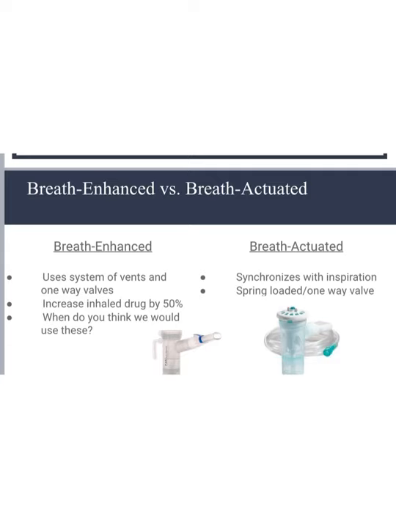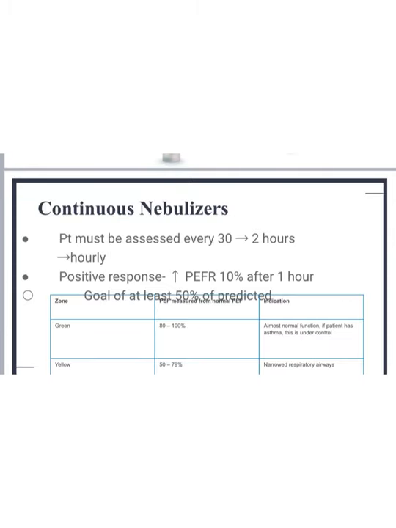And then you have the breath actuated. So breath actuated will synchronize with inspiration. It uses a spring-loaded one-way valve that triggers the medicine to be released on inspiration by that change of flow. Okay, so continuous nebulizers are used for reversible bronchospasm. So remember, reversible bronchospasm.